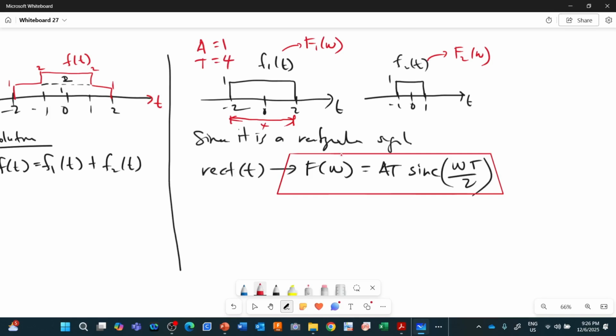Okay, F2 omega, same thing. You need to list out first what is A and T. So A, what is the value? 1, right? 1. Haziq? Okay, what is A?